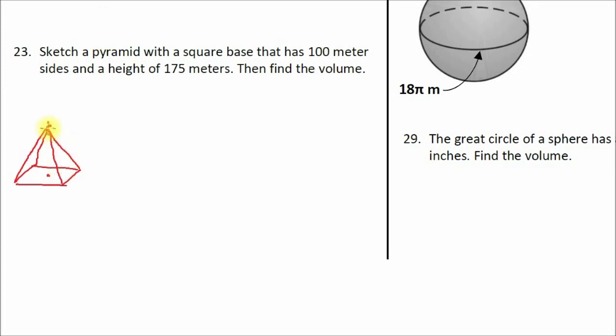And then if you did this, you should be able to see there's the height right there that goes down to that point. And now I would label this. This is 100 meters. It's a square. That means this is 100 meters. And then I'm going to label the height. The height is 175 meters. Take a moment and figure out the volume.